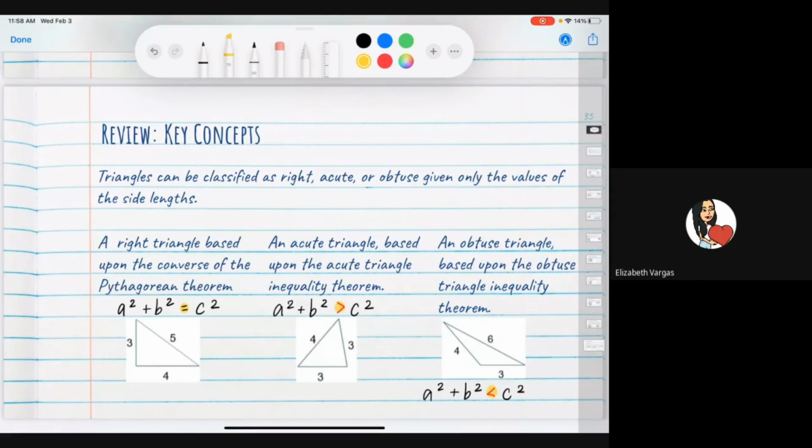And then another big thing we learned was that the longest side is always our C. So this would be our C, this would be our C, and this would be our C. And then A and B are interchangeable. Okay. Does anyone have any questions? Questions, concerns?